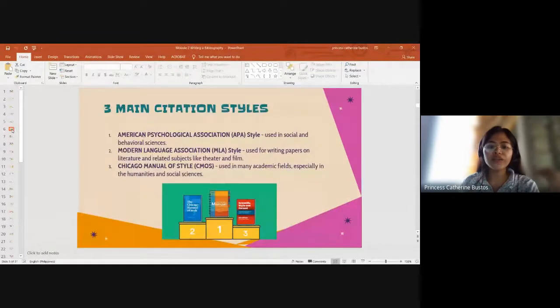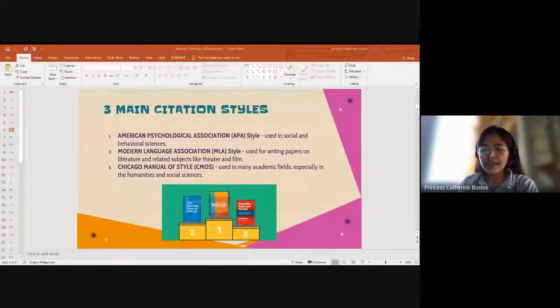Now let's move on to the three main citation styles. So we can use the following bibliography styles. The first one is, please read, Aliyah Milanda.